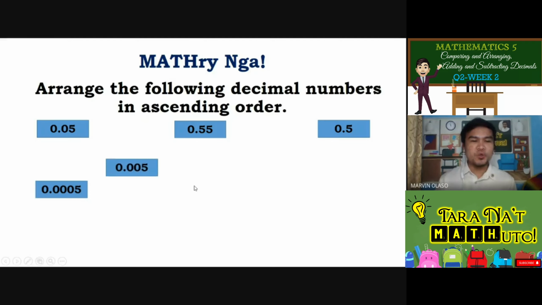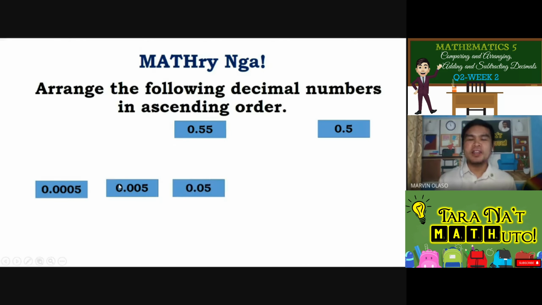Therefore, this is the next one. It's 5,000s. What about the next one? So, ito na yun, siyempre. It's 500s. Now, dalawa na lang ang natitira. Alin ang mas mababa since we are looking for the least number going to the greatest.